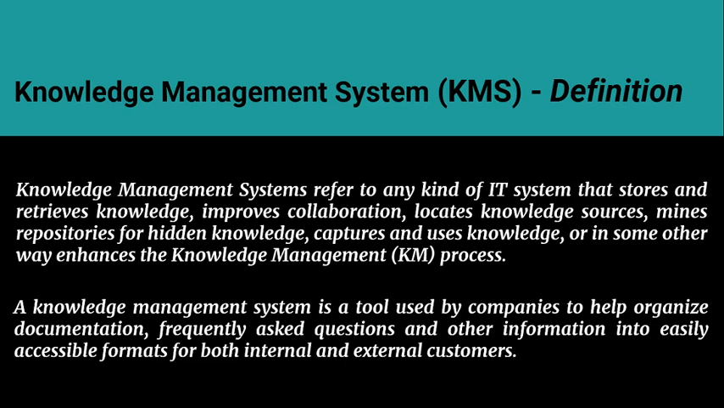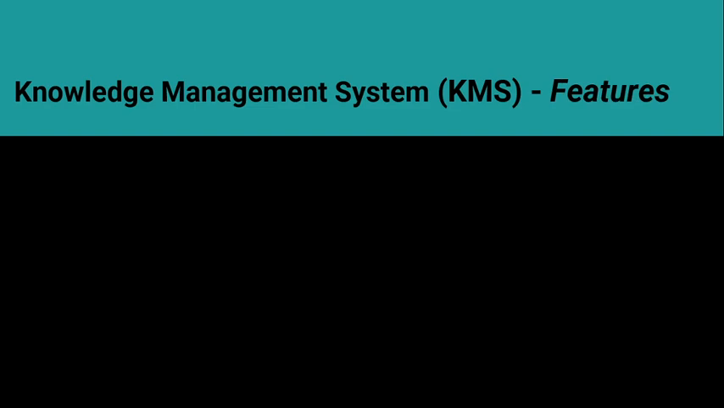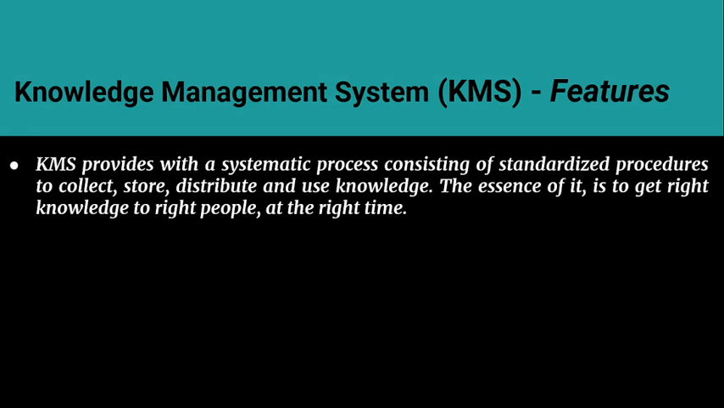Next, let us see the characteristics or the features that this knowledge management system bears. First, a systematic process. A knowledge management system provides a systematic process consisting of standardized procedures to collect, store, distribute and use the knowledge. And the essence of it is to get the right knowledge to the right people at the right time.